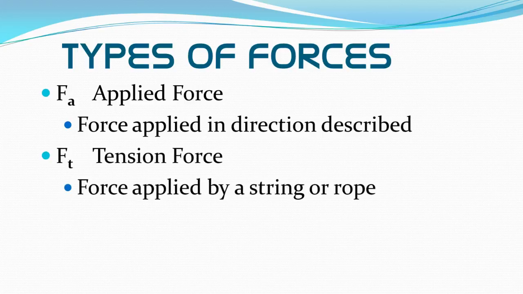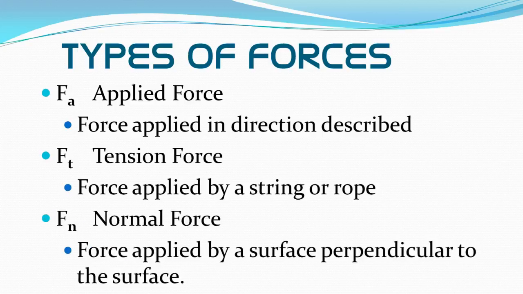If the force is being applied by a string or rope, we call it a tension force, F sub T. If the force is being applied by a surface, it's a normal force, or F sub N. So any object sitting on a surface, a person sitting in a chair, a plate sitting on a table, those have normal forces. The plate is pushing down on the table, and the table is pushing up on the plate. These forces are always applied perpendicular to the surface.